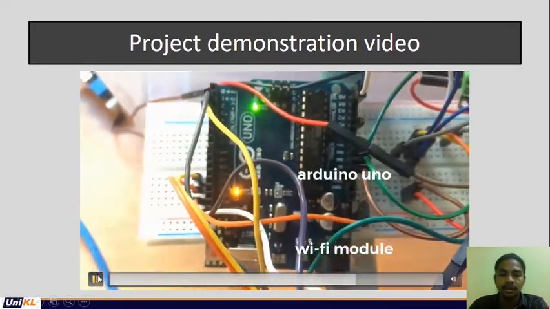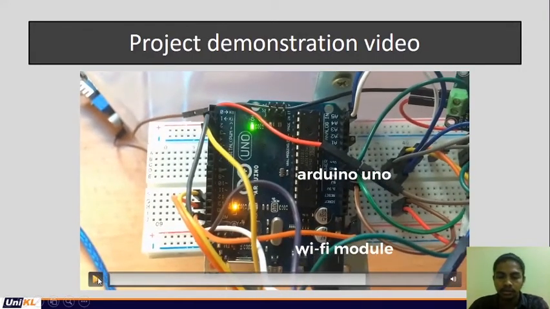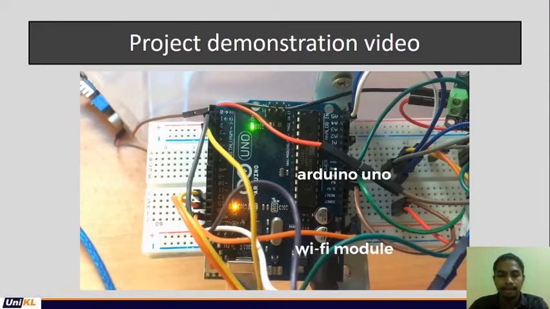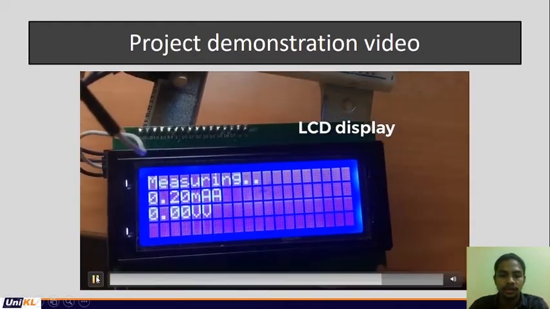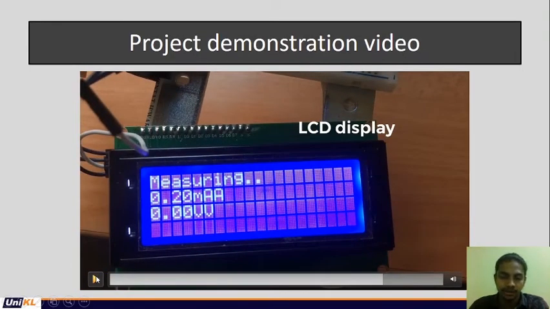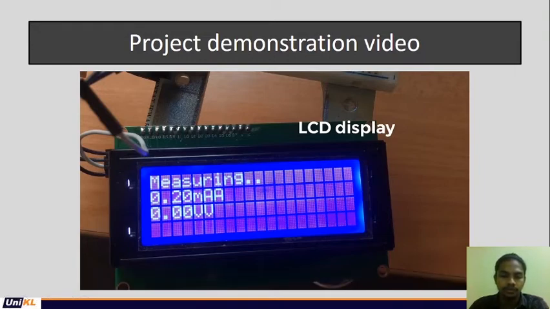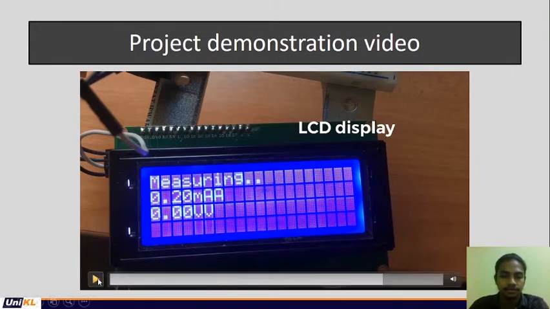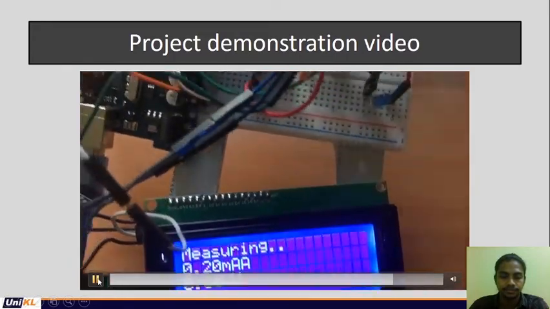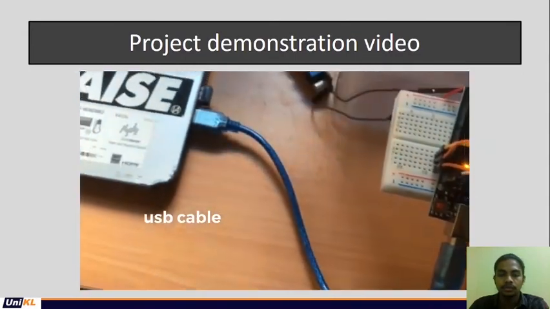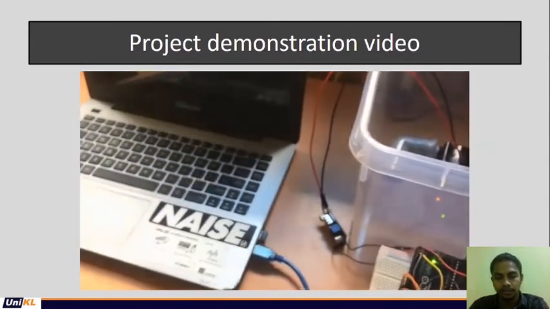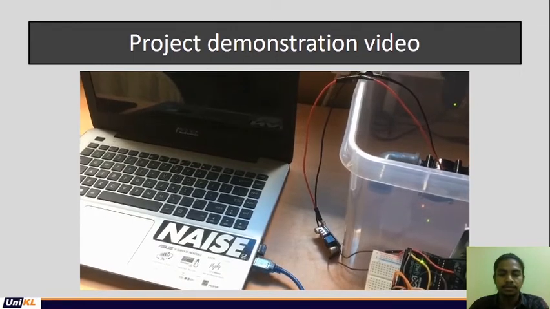So we connect it to the Arduino Uno. We use a Wi-Fi module to send the data to the ThingSpeak website. So this one is the LCD display. We will display the current produced and also the voltage. So we use a USB cable to connect it to the laptop for programming.